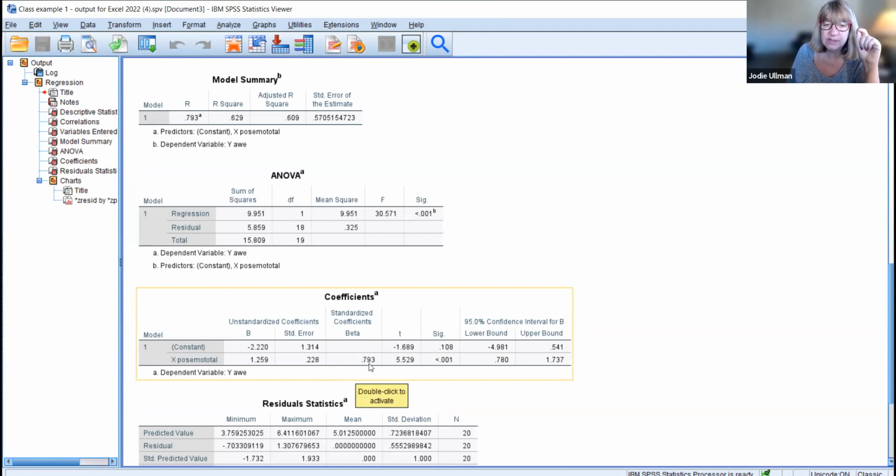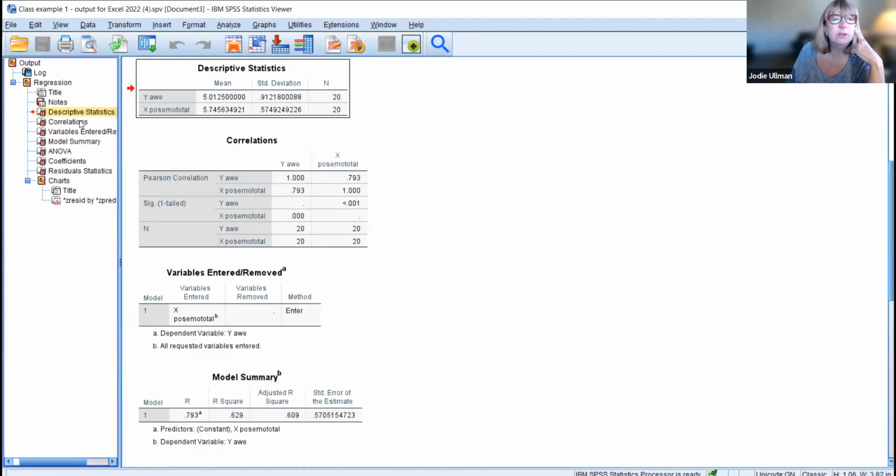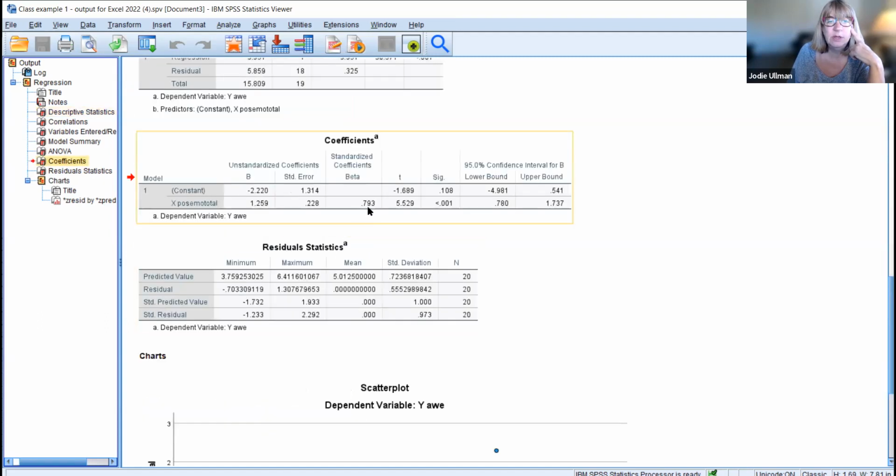So you would interpret this as for every one standard deviation increase, how much does awe increase? So we say for every one standard deviation increase in emotion, we predict awe to increase 0.793. You'd have to look up and see what our standard deviation was. So for every 0.574 units of positive emotion, we would predict awe would increase 0.79.